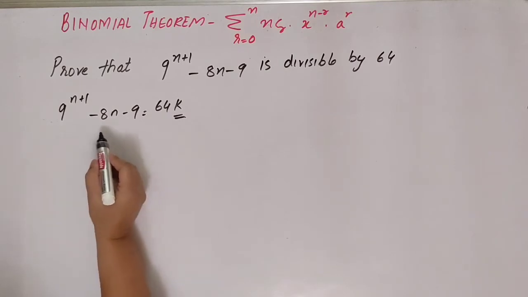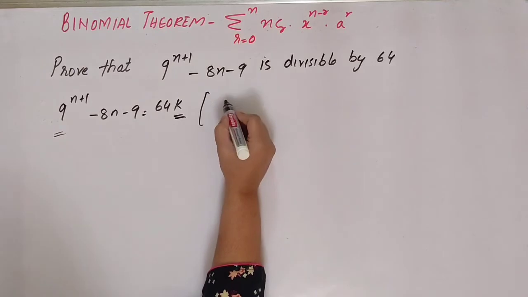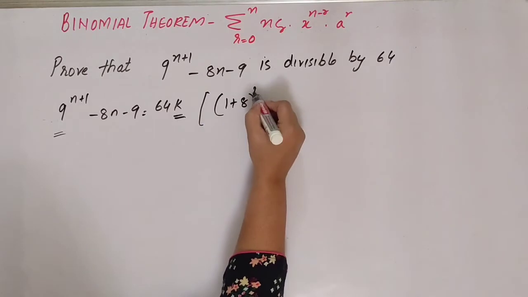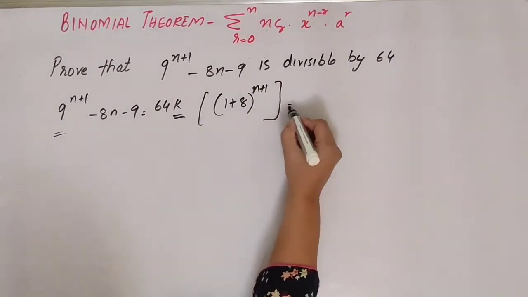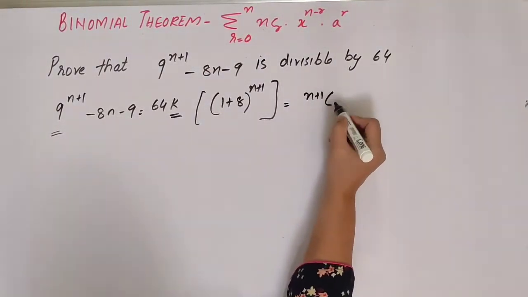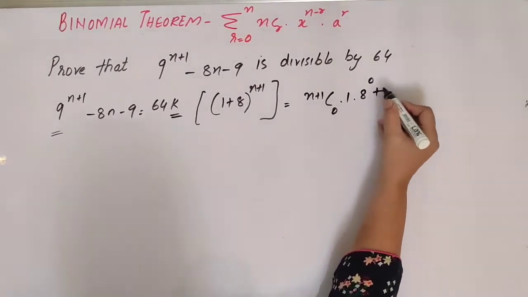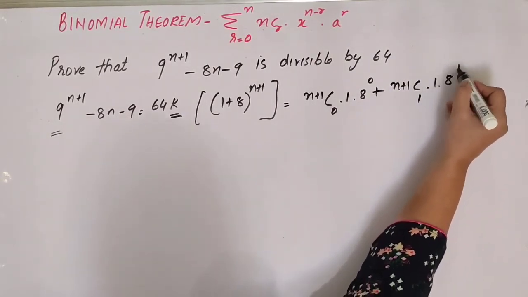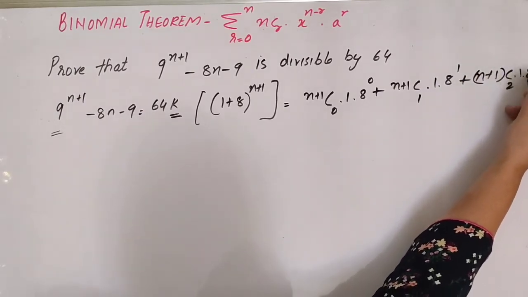So in this case, let's just evaluate 9 to the power n plus 1, right? We can write it as (1 plus 8) to the power n plus 1, right? Let's evaluate this first. Using the binomial theorem, we'll get n+1 C r, where r is 0, into 1 into 8 to the power of 0. Let's continue this. We get n+1 C1 into 1 into 8 to the power 1, plus n+1 C2 into 1 into 8 squared.